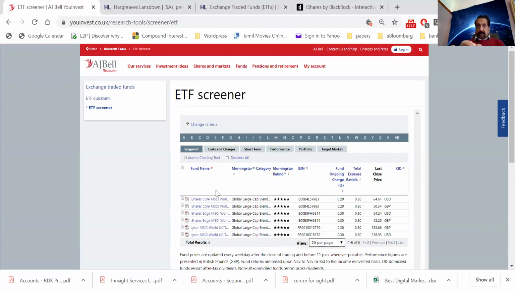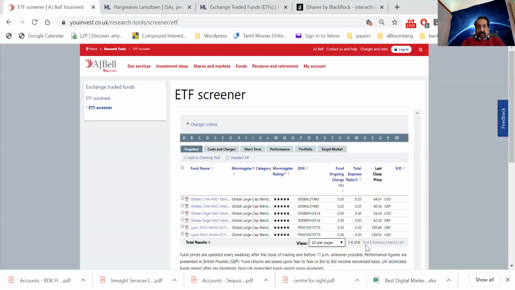Okay, so these are the 6 shares that suit us. Now, if you look at it, you can see the expense ratio is 0.2%, 0.2%, 0.3%, 0.3%, 0.3%. This one is invested in US dollars, this is invested in GB pounds, US dollars, GB pounds, US dollars. So that's how you reduce the number of shares.